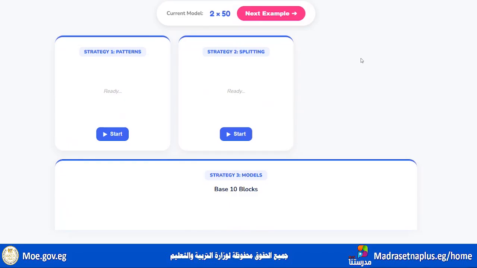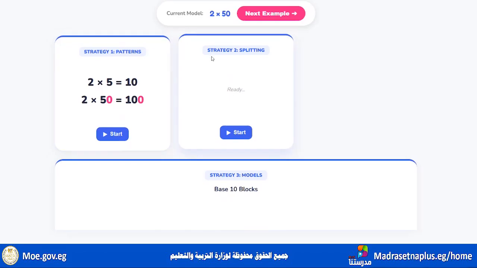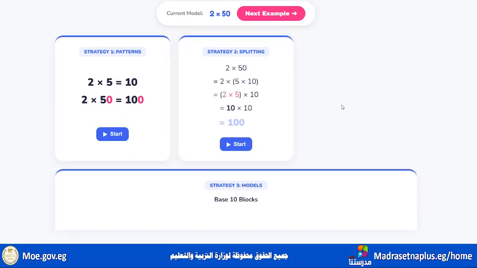2 times 50, by using a pattern. 2 times 5 is 10, so 2 times 50 is 100. What about splitting? 50 equals 5 times 10. So 2 times 5 times 10. 2 times 5 equals 10, and 10 times 10 equals 100.